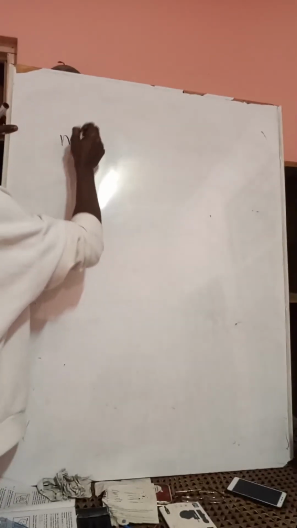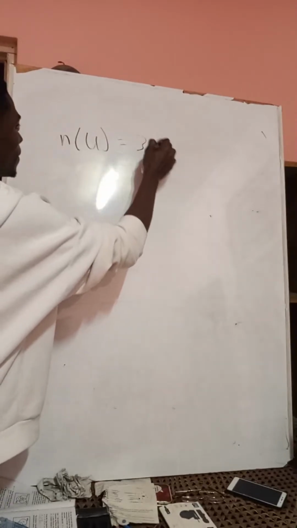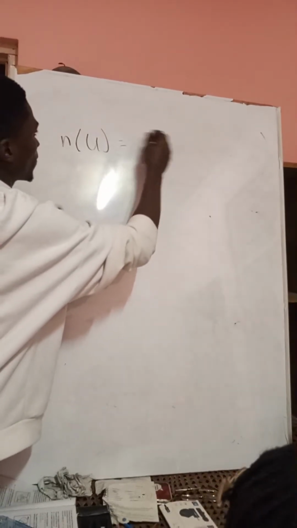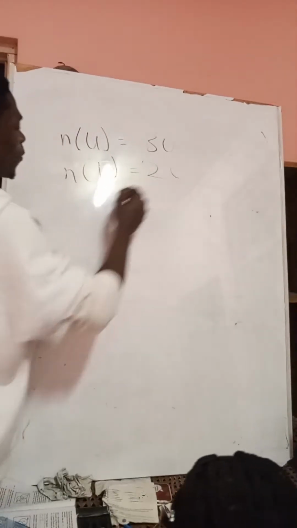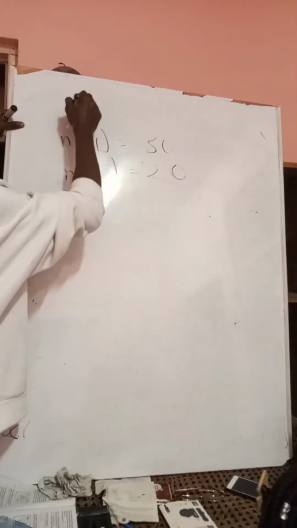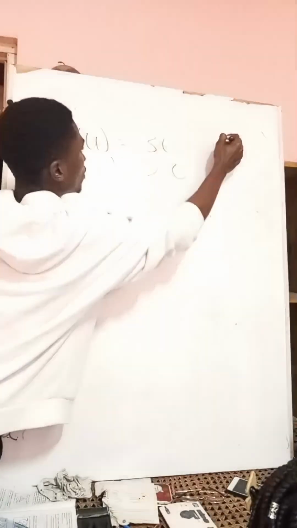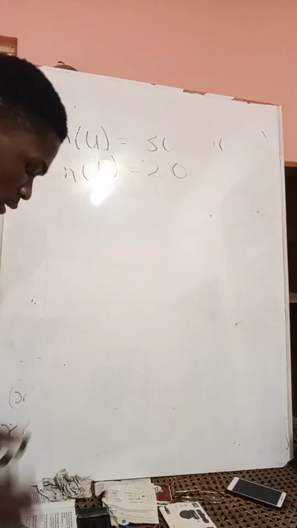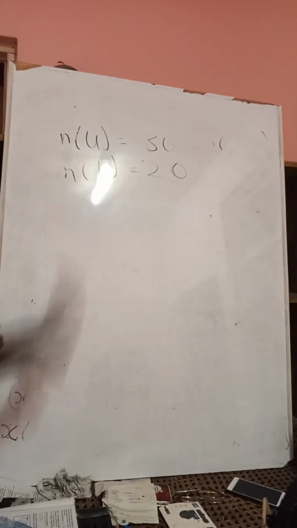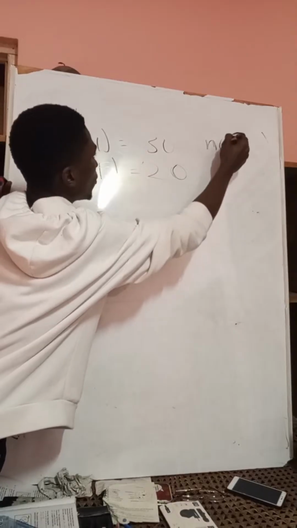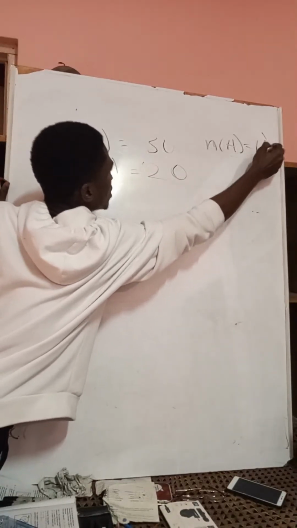Okay, let's go. There are 30 students in a class. 20 of them play football, so number of F equals 20. 16 play hockey, so number of H is equal to 16.